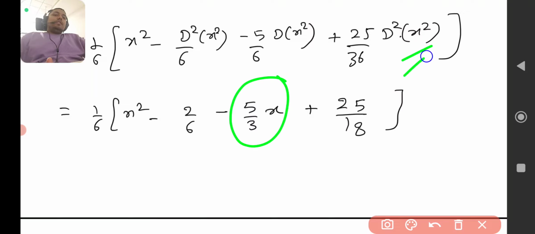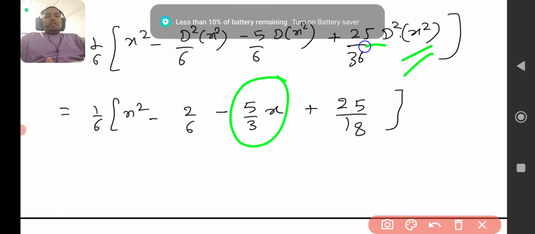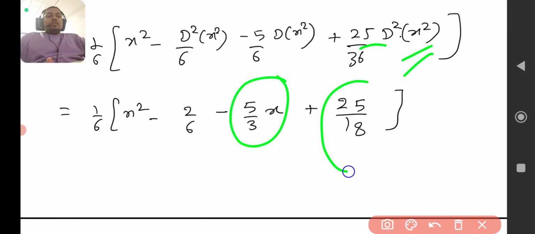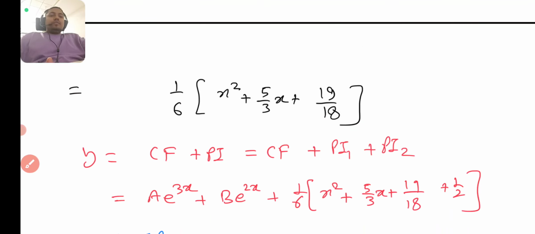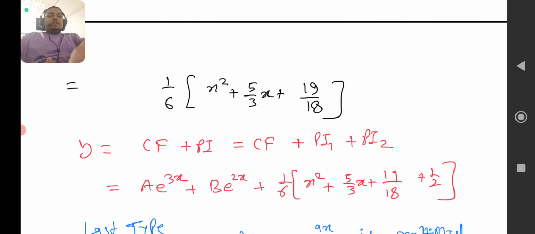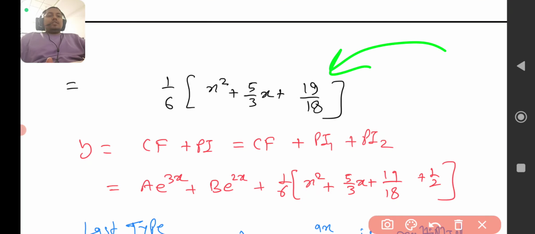Then here 2 times differentiation, what will come? 2 will come. So that 2 and 36 you can cancel, 25 by 18 will come, right? So this became your pi. So simplify this little bit more, simplified in this way, right?